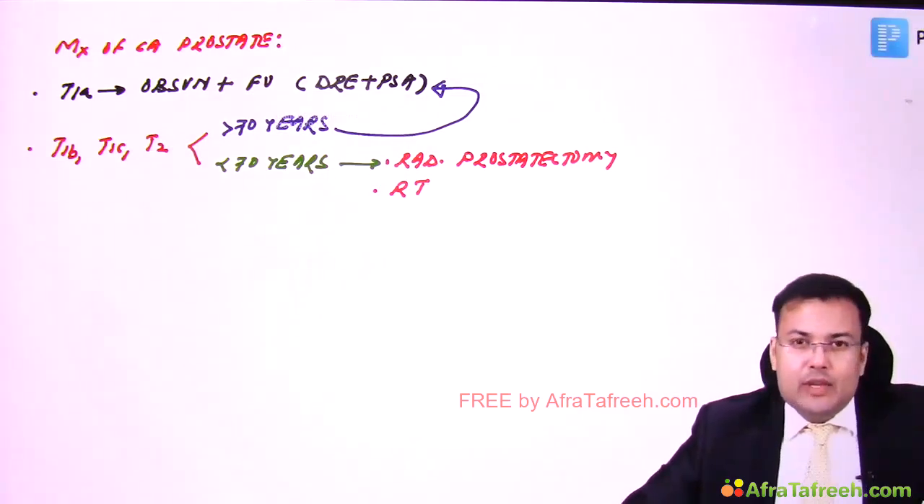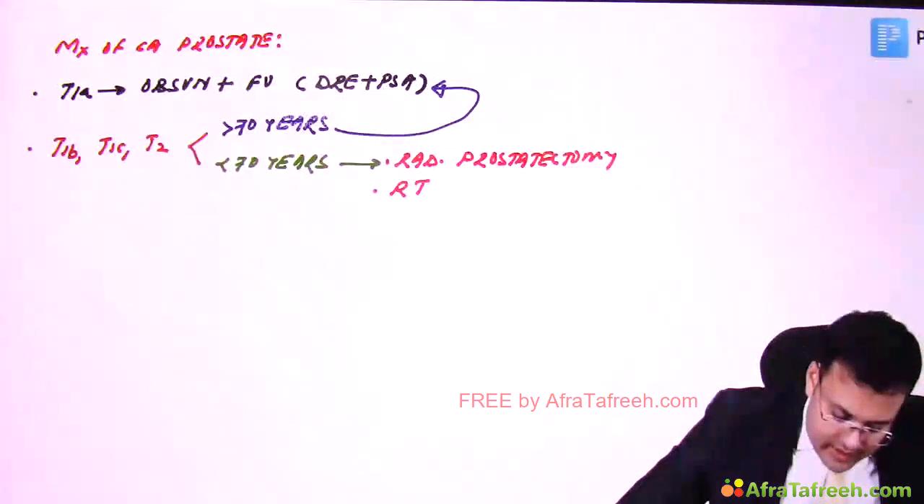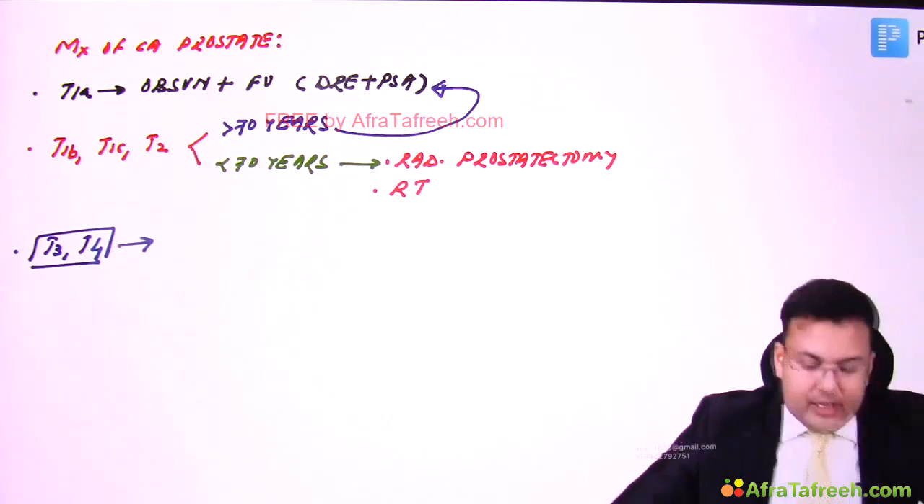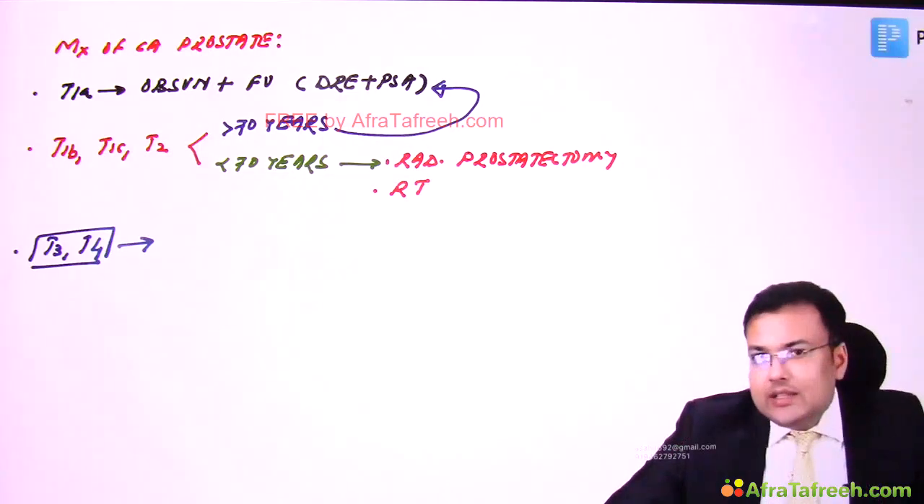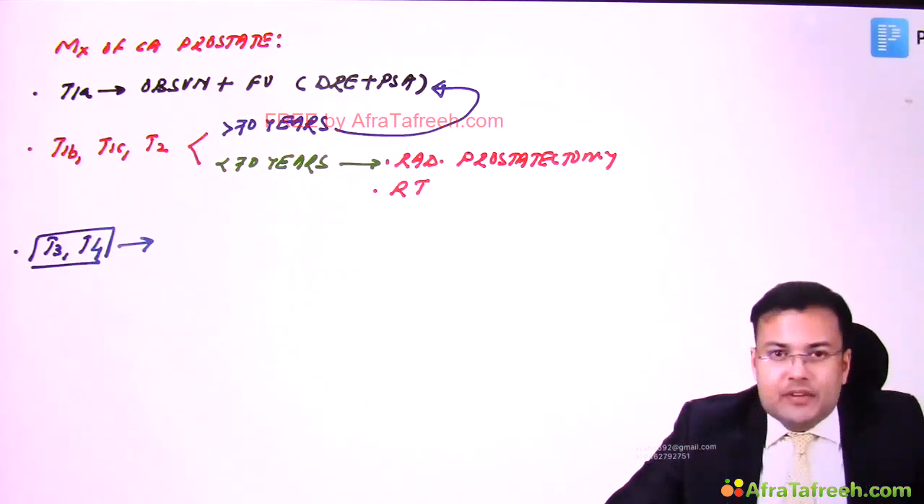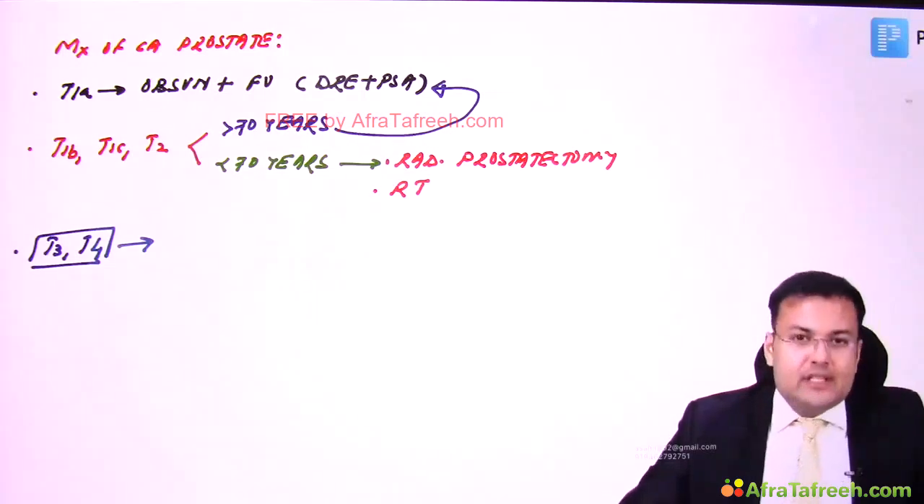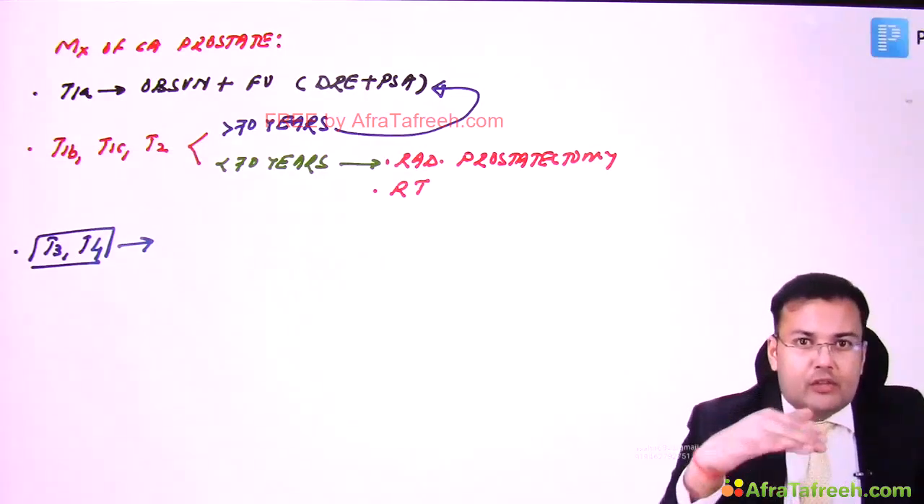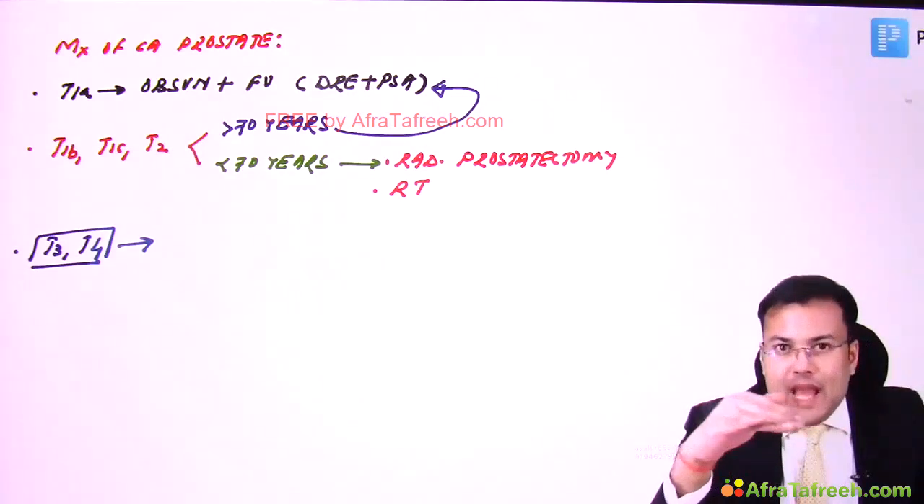In those cases, we may go for what? Radiotherapy. Now, if the patient is having advanced malignancies like stages T3 and T4, in these cases, hormone therapy is preferred over radiotherapy. We discussed that prostate is under the influence of which hormone? Testosterone. So we are going for androgen ablation.